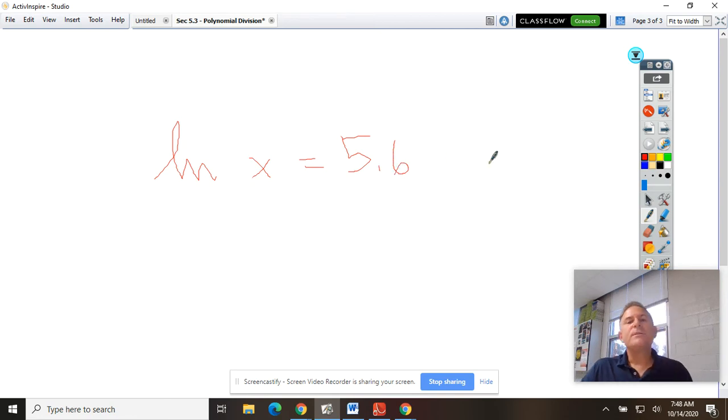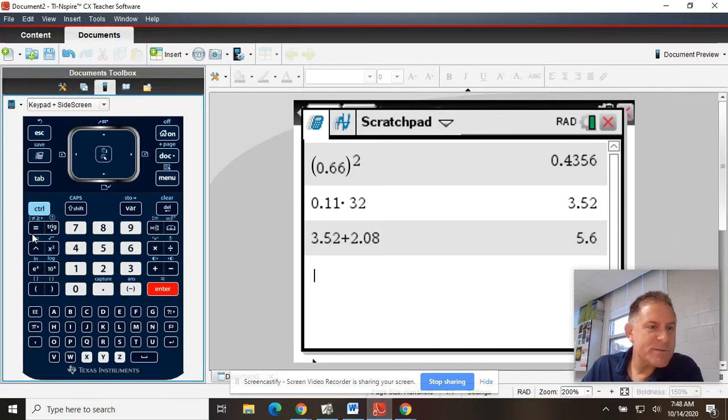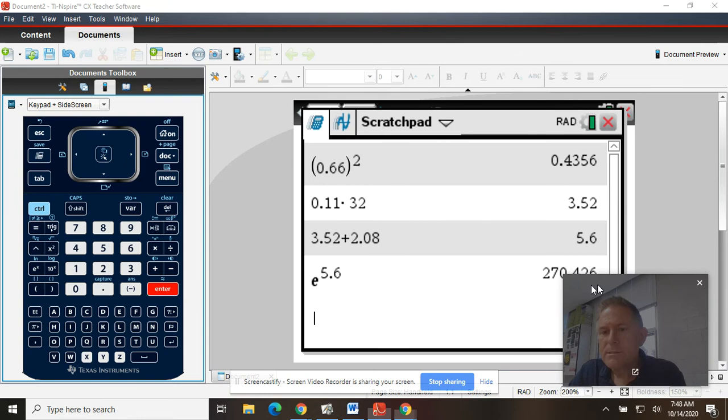5.6. So please tell me you remember how this works. When you have a natural log, the understood base is e, and I hope you remember this means e to the 5.6th power equals that thing. So let's do that. e to the 5.6. Where is my e key? Found it. e to the 5.6. Boom. What does that say?